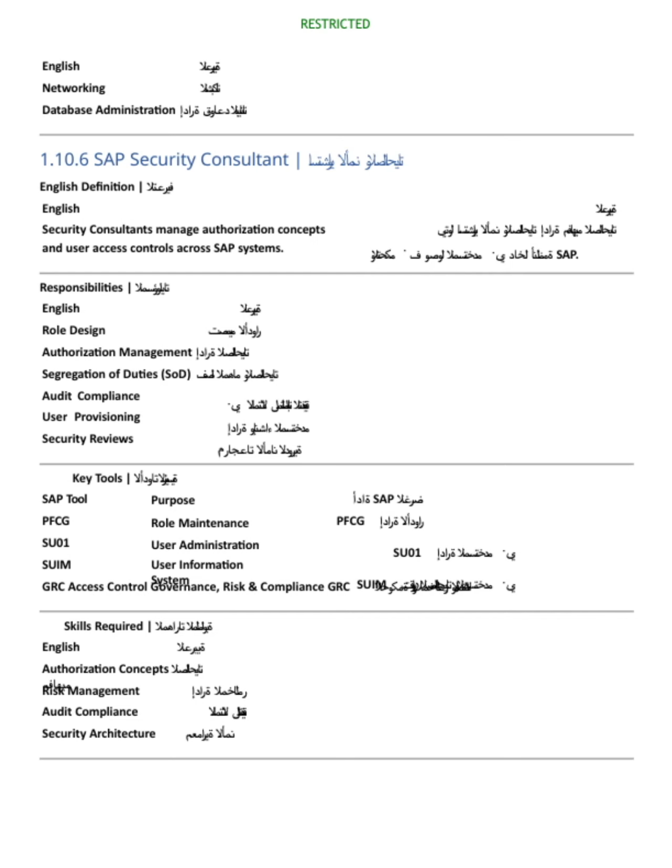This slide outlines the core skills and responsibilities of a SAP security consultant. We're looking at everything from risk management and audit compliance to governance and access control. The role demands a solid grasp of authorization concepts, user administration, and key SAP tools like PFCG, SU01, and SUIM. Security consultants design roles, manage user provisioning, and ensure segregation of duties is respected. It's a complex mix, blending technical know-how with governance to keep systems secure and compliant.